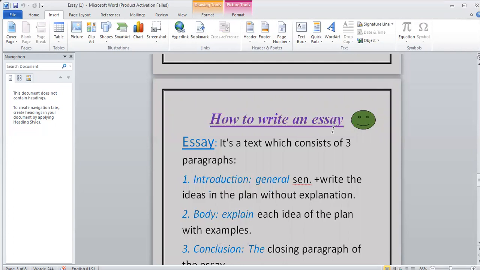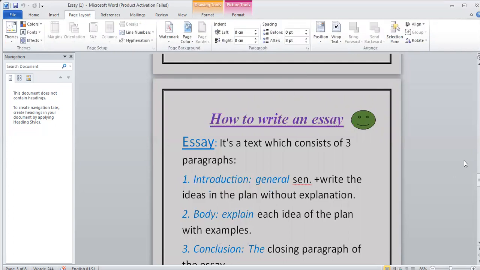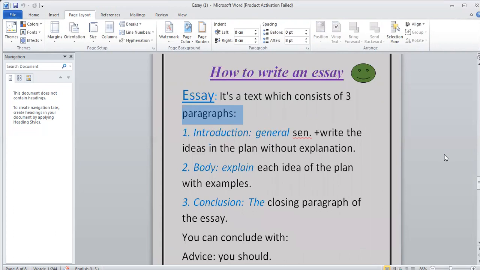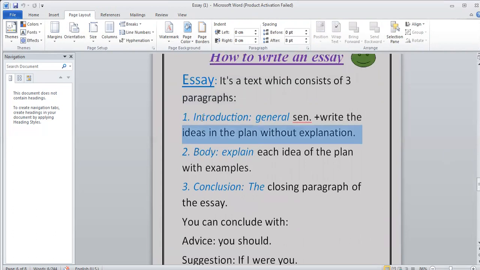Which consists of 3 paragraphs. يعني بدل ما هنكتب just 1 paragraph, we will write 3 paragraphs in one text. It's a text which consists of 3 paragraphs. What will we write in these paragraphs?